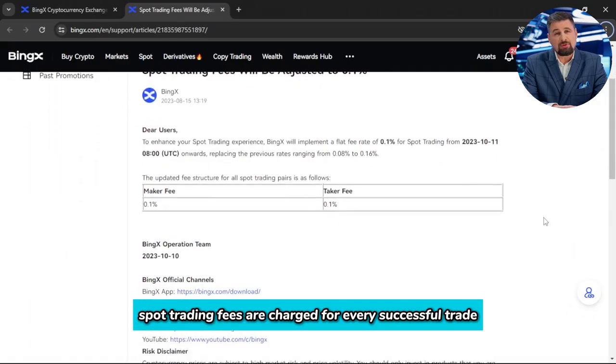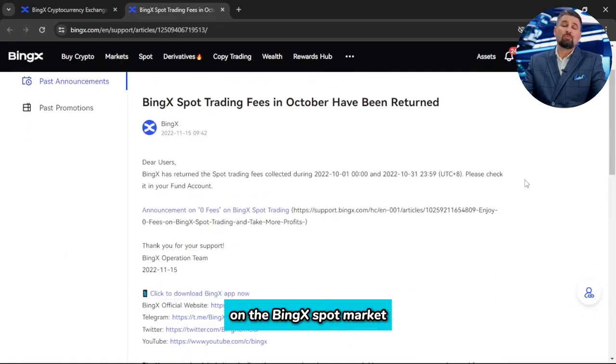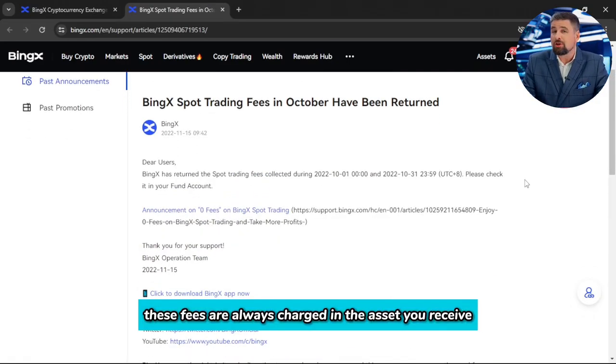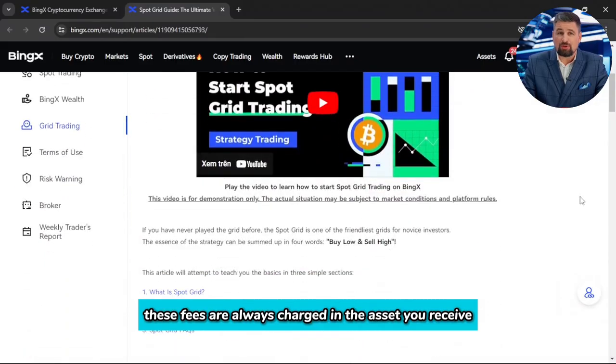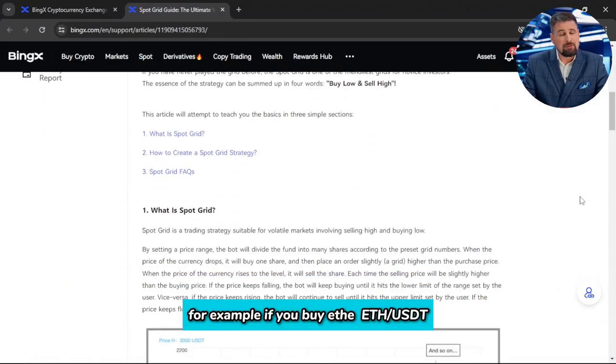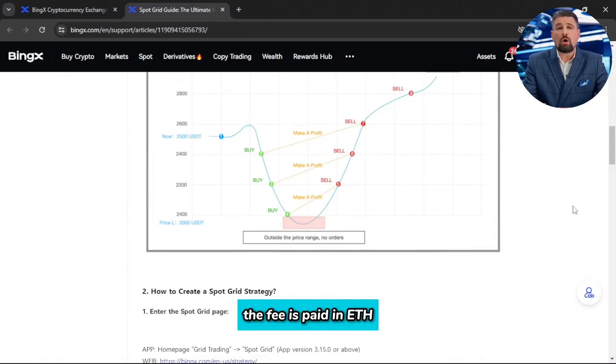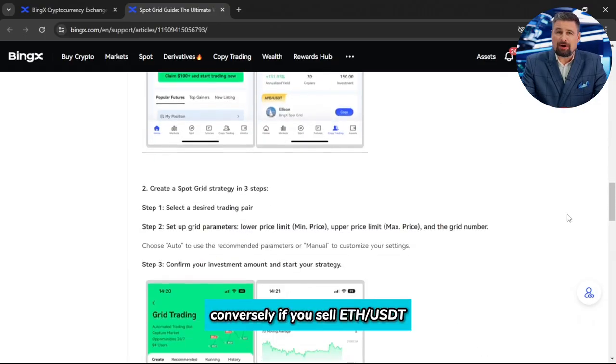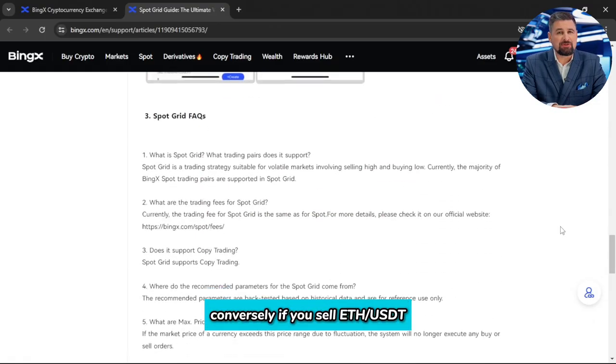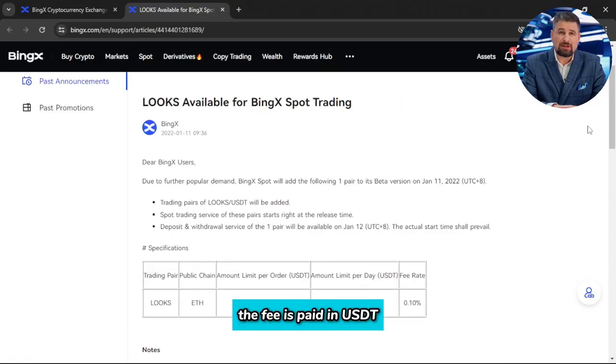Spot trading fees are charged for every successful trade on the BingX spot market. These fees are always charged in the asset you receive. For example, if you buy ETH USDT, the fee is paid in ETH. Conversely, if you sell ETH USDT, the fee is paid in USDT.